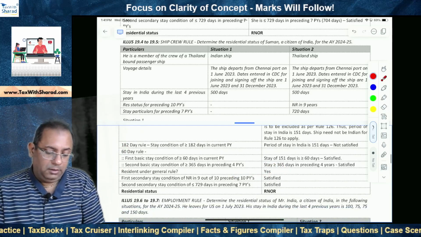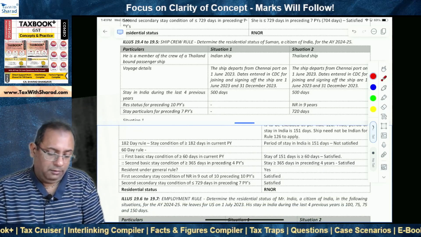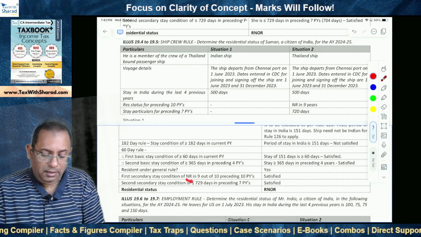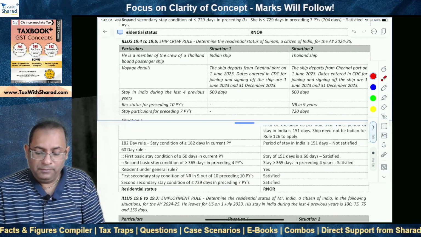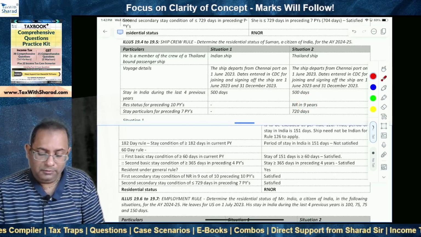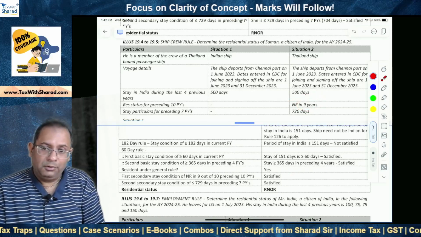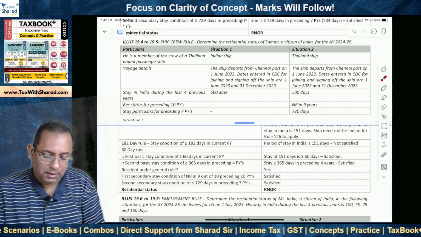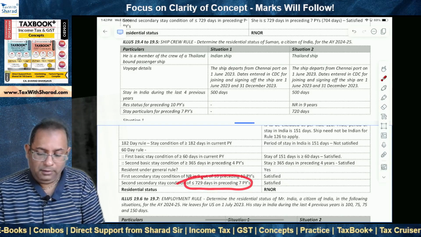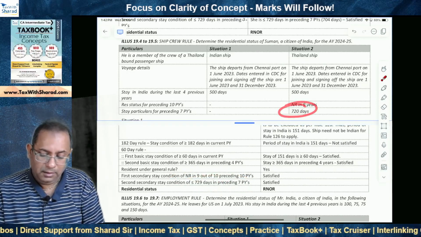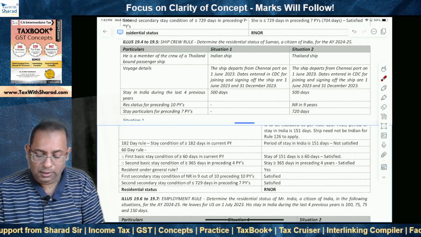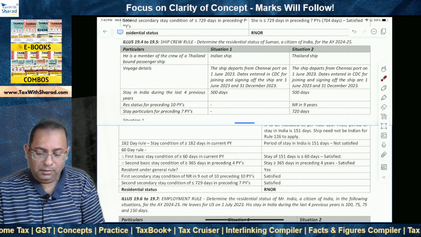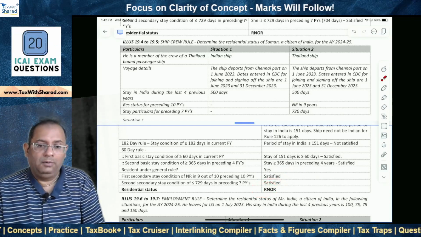And now we need to check whether someone will become a ROR or RNOR, and for that there are 2 things that need to be checked. The first condition is non-resident in 9 out of 10 preceding previous years. In the question it is given 9 years, so this is satisfied. Okay. The second condition is 729 days or less in the preceding 7 previous years, and here it is given 720 days, which is 729 days or less, so this is also satisfied. Since both these conditions are satisfied, the person, that is Suman, will become a ROR in this case.